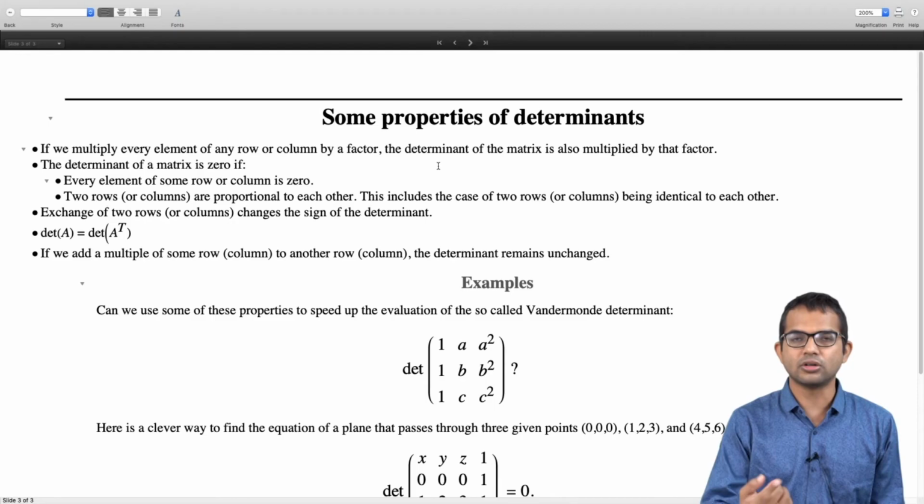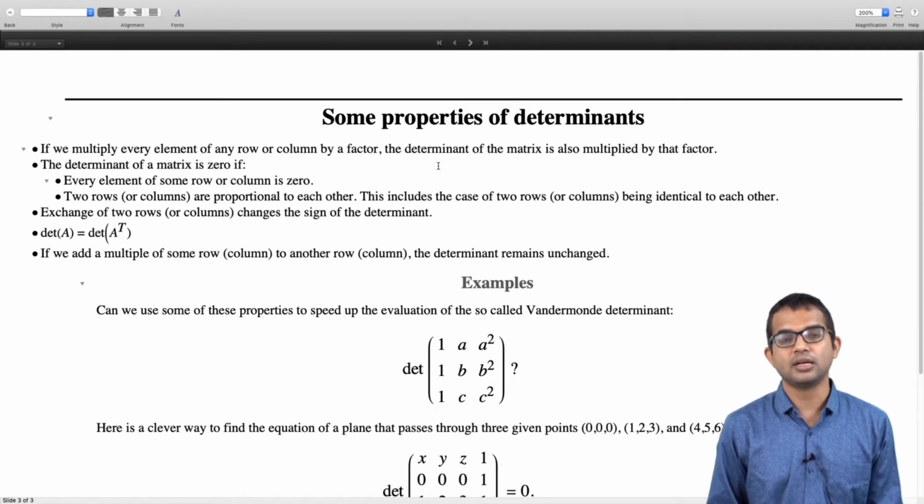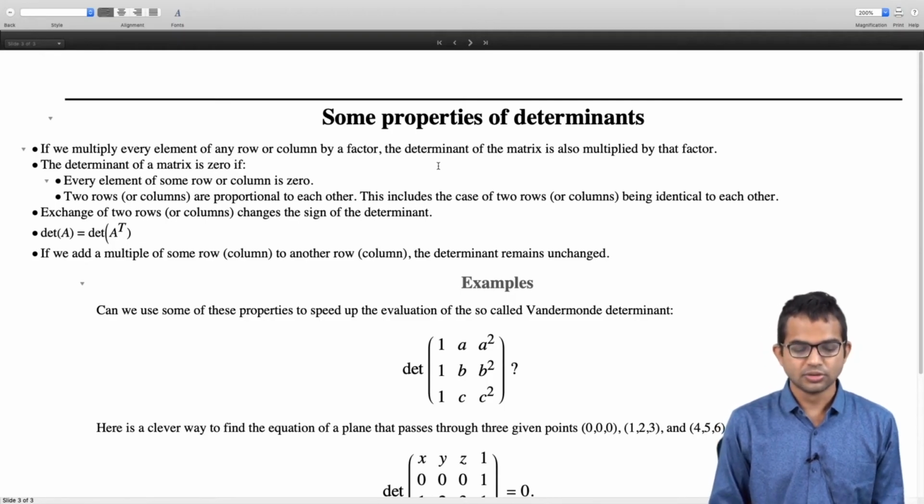So in fact, this is actually a consequence of the first rule, right? If every element of some row or column is 0, then you can pull out 0, and therefore the determinant of this matrix is equal to 0 times the determinant of this matrix, which is just 0, right?